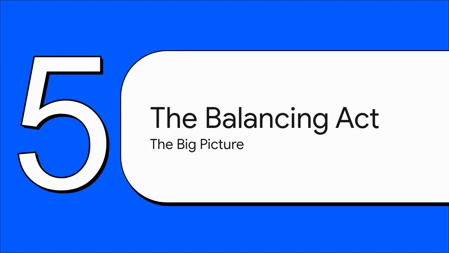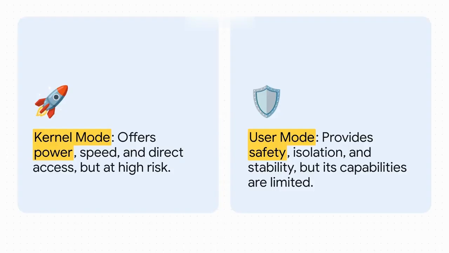So let's just step back for a second and look at the big picture here. With all these risks, with blue screens of death and hackers and Stuxnet, why on earth have operating systems been built this way for decades? Well, it all comes down to a fundamental balancing act. And this is the core trade-off. On one side, you have kernel mode. It gives you incredible power, incredible speed, direct access to everything, but it comes with a very high risk. On the other side, you have user mode. It gives you safety, isolation, stability, but it's very limited by design. The entire architecture of your operating system is a delicate compromise between these two extremes.